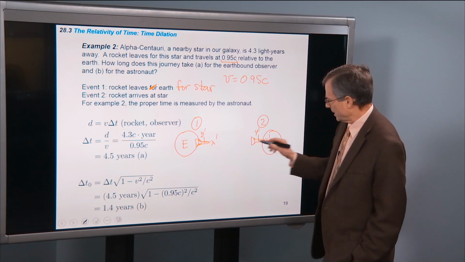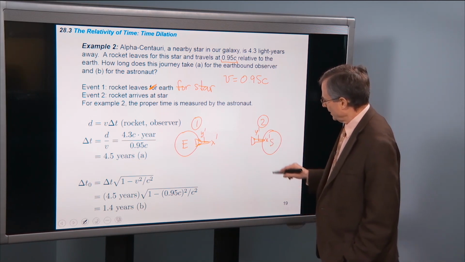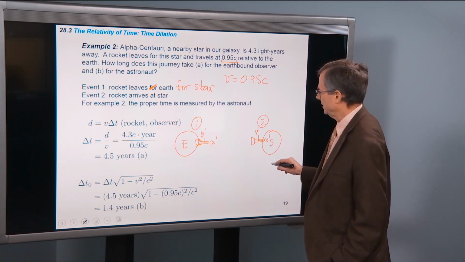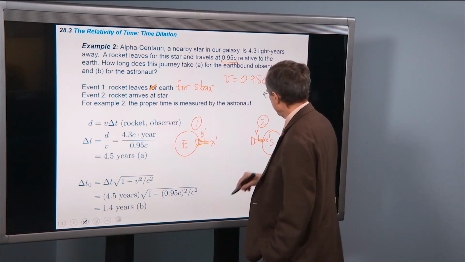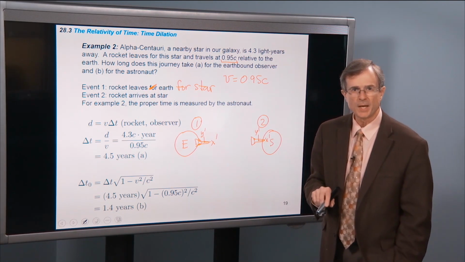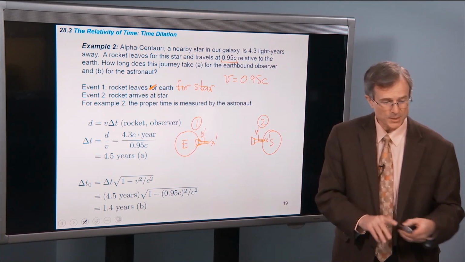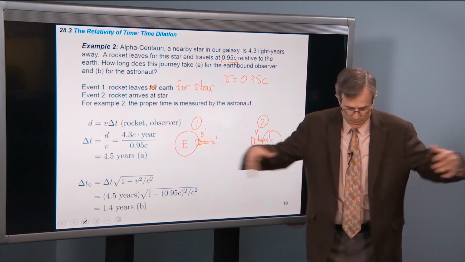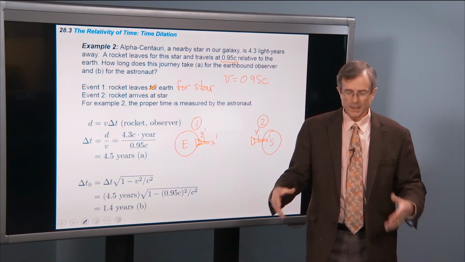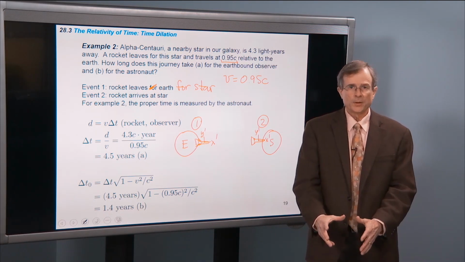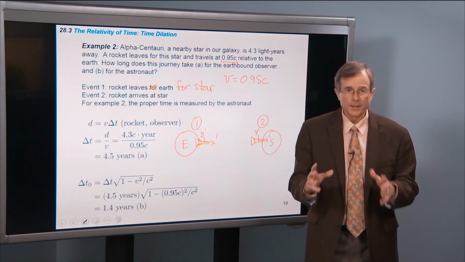So that astronaut is going to see event 1 and event 2 occur at the same place. Well, they don't occur in the same place. You say, well, I say, yes, they do. You're the astronaut. You're sitting in your rocket, and you're sitting on the Earth. Your coordinate system is right here in front of you.